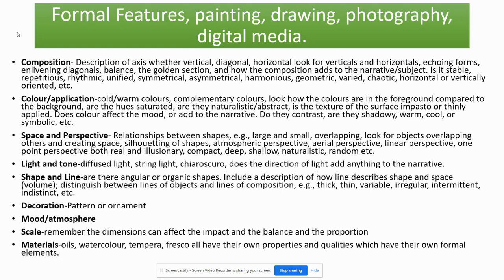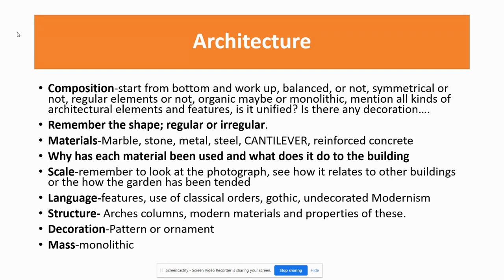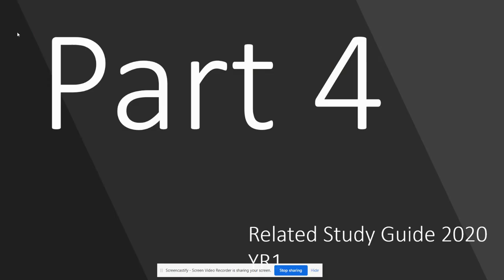Now this is 2D formal features, so composition, colour, space, light, shape, decoration, mood, scale, materials. Make sure that you are referring to these when you are analysing specific artworks. You need to analyse them. You're not just giving lots of biographical information. You're talking about your ideas. You're talking about why an artwork interests you. And you've got this for sculpture and you've got this for architecture too. Okay? You've all had those throughout the foundation.